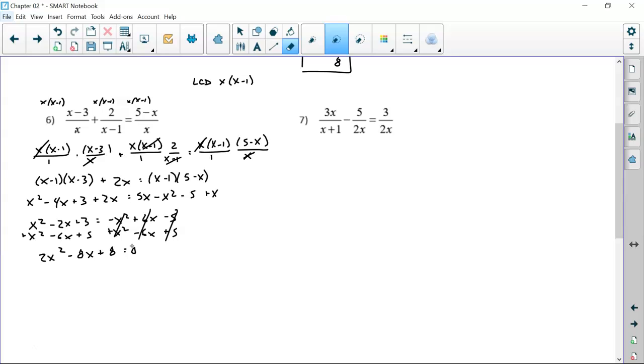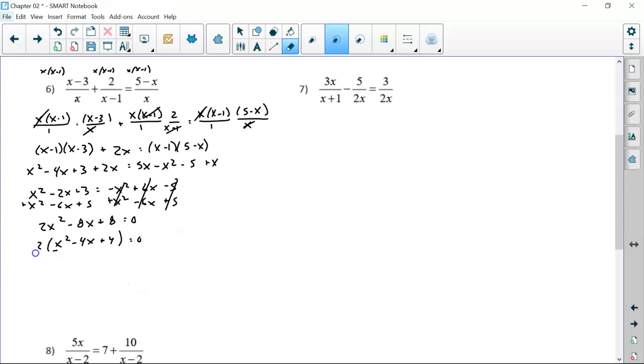Now what we can do is we can factor out a 2. So it gives me 2 times x squared minus 4x plus 4 equals 0. Much easier to factor. So we can divide both sides by 2. So we're just left with x squared minus 4x plus 4 equals 0.